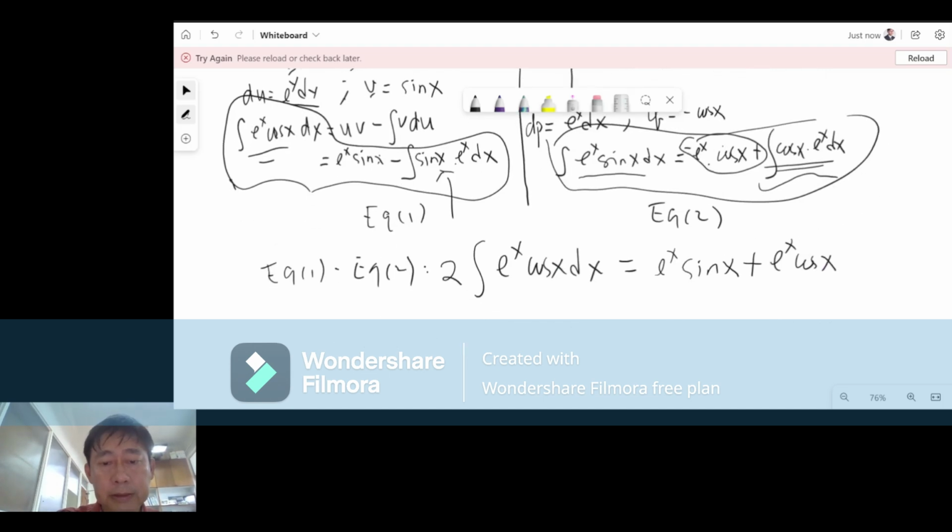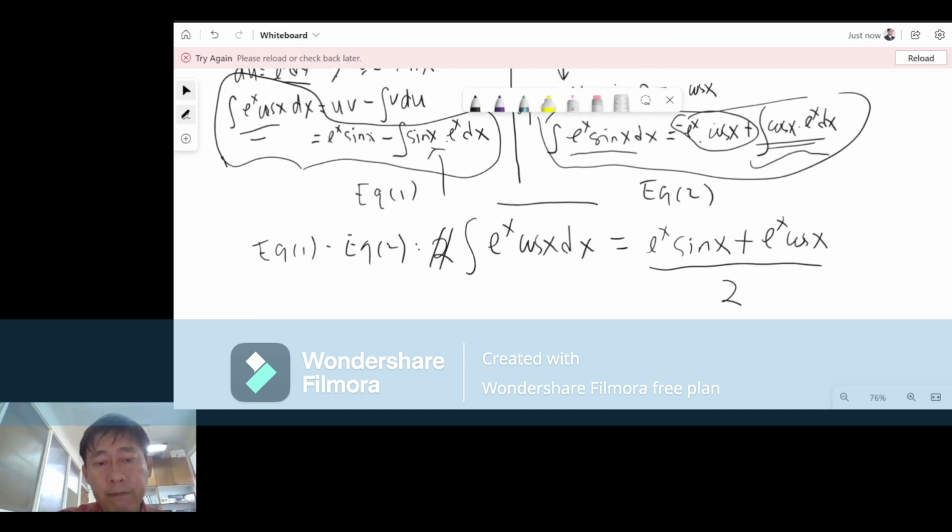So you take this factor over, and since we are performing an indefinite integration, therefore you have to have a constant on the right hand side. So that is how you obtain the integrations of e power x cos x.